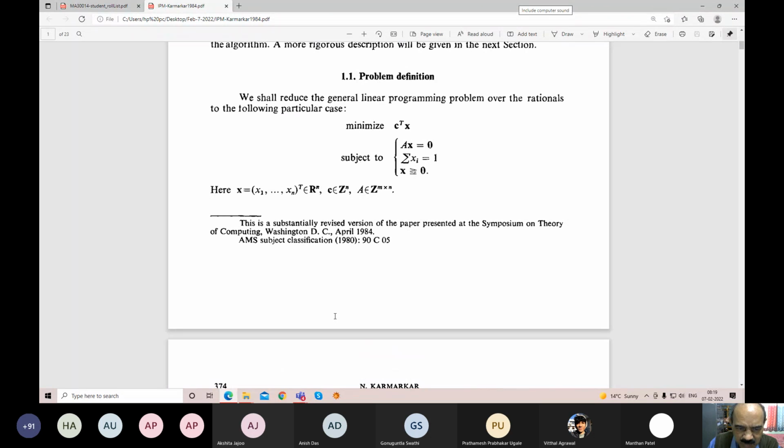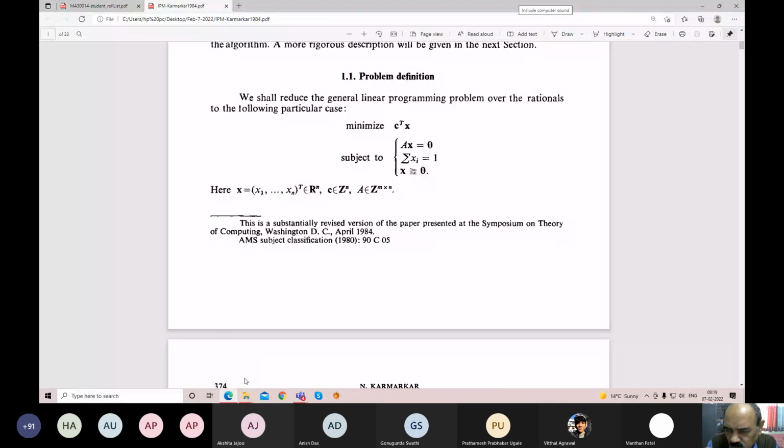Can you see the problem? Minimize c transpose x subject to Ax = 0 and the sum of the components equal to 1, x greater than or equal to 0. Okay, this is the problem. Is it a linear programming problem? Have you solved this type of problem? So many problems solved.